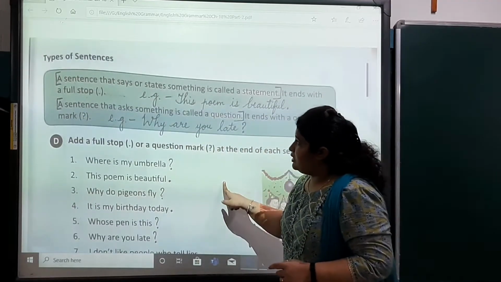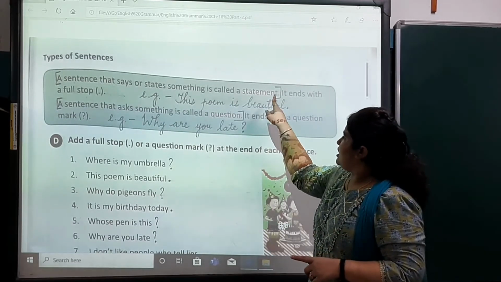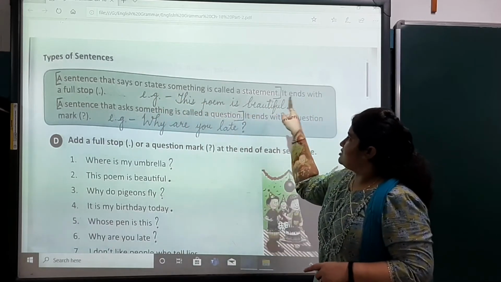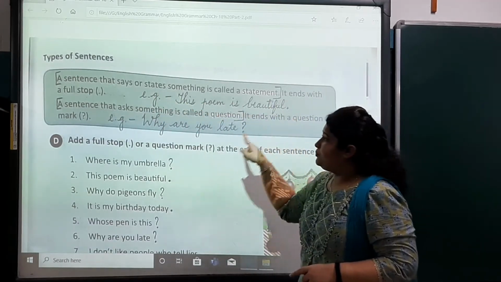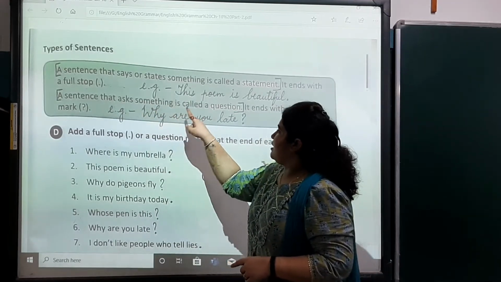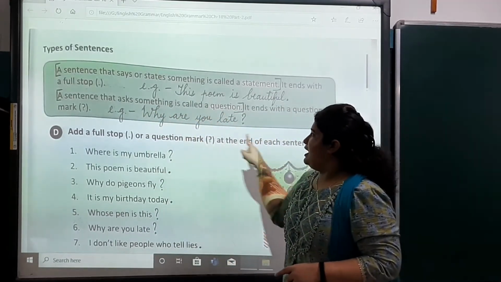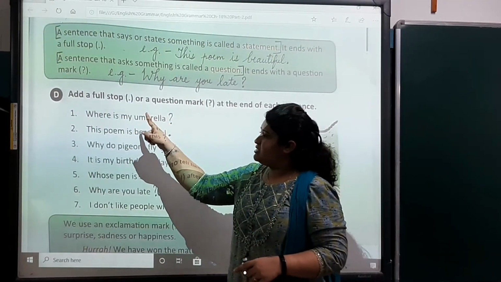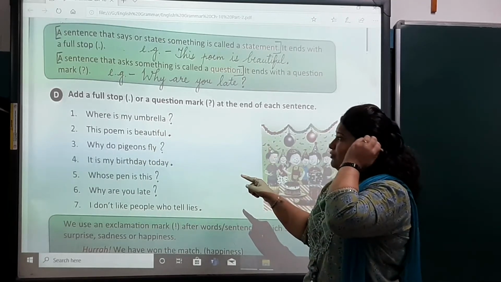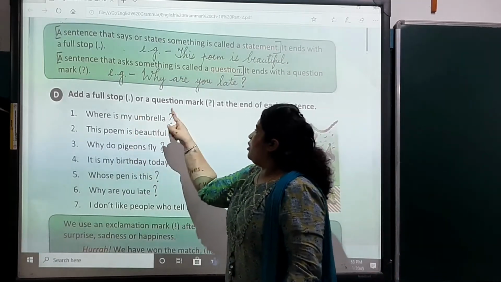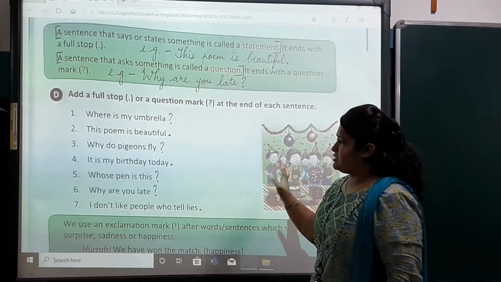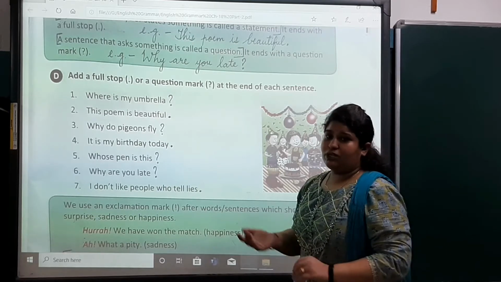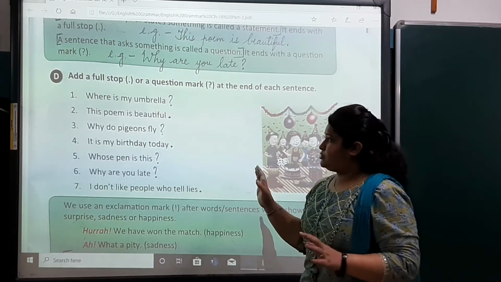Okay. Now here, your definition for statement and question. A sentence that says or states something is called a statement. Then is the example. And a sentence that asks something is called a question. Then is the example. Okay children? Now we move to exercise question D. See here what we have to do: add a full stop or a question mark at the end of each sentence. Now your seven sentences are given. In this we have to put a full stop or a question mark as per the sentence.